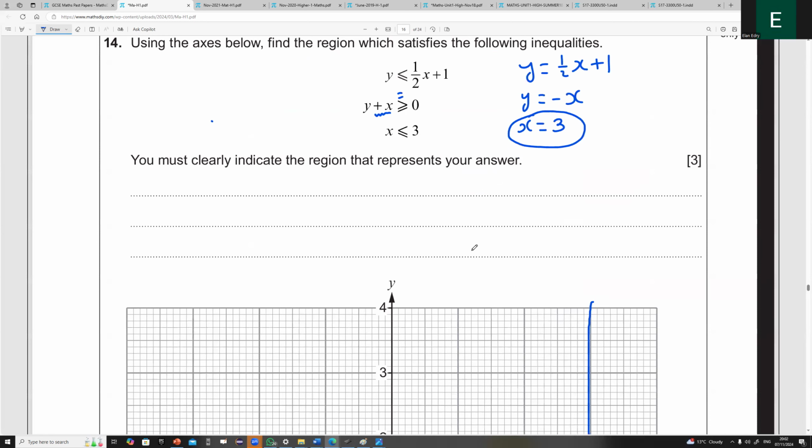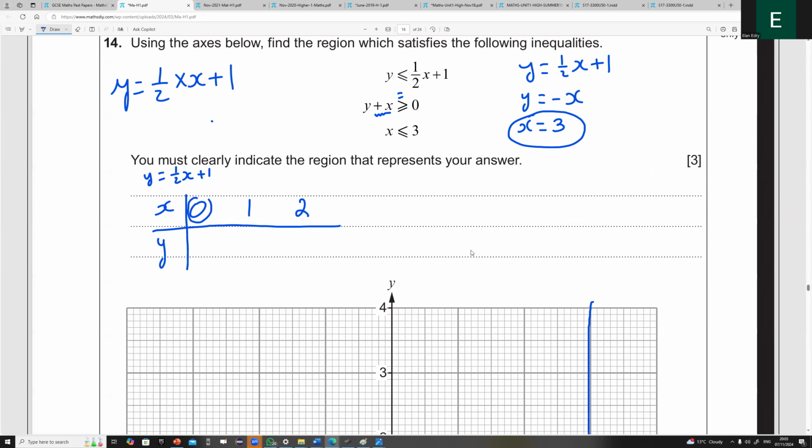However, for the y's, you need to do a little table. So I'll just do a little table for y equals a half x plus 1. So I'll make a little table of values for x and y. And you can pick any values of x you want, but just keep it simple. We'll just do, say, 0, 1, and 2. And we need to work out the corresponding values of y. So if y is equal to half times x plus 1, when x is 0, y is going to be a half times 0 plus 1, which we should just see is 1.